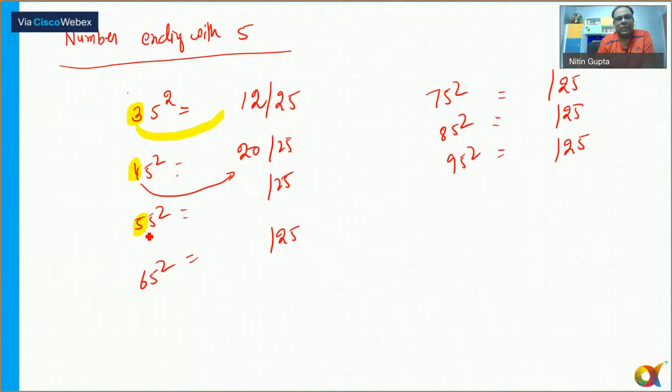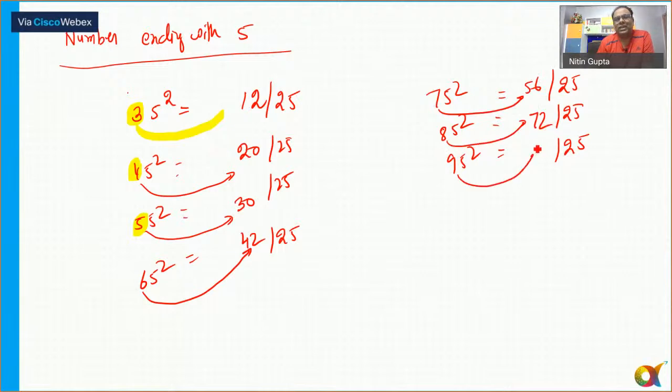In 55 square, after 5, the next number is 6. So multiply 5 into 6, which is 30. Similarly, 6 into 7 is 42, 7 into 8 is 56, 8 into 9 is 72, and 9 into 10 is 90. So this is how you can find out the square of any number in which the last digit is 5.